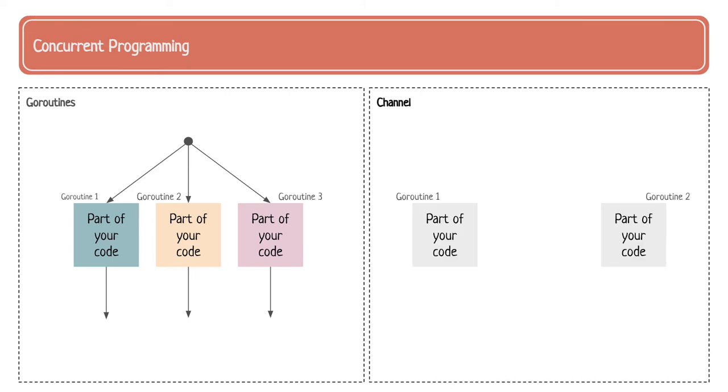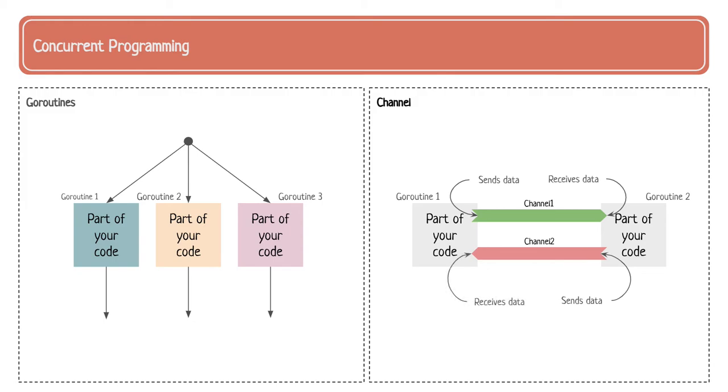Go channels are used to communicate between goroutines. Think of a tunnel. You go in from one end and come out of the other. A channel behaves in a similar way. You send values to it and receive values from it. For example, goroutine 1 sends data over channel 1, which is received by goroutine 2. Similarly, goroutine 2 sends data over channel 2, which is received by goroutine 1. They also provide a synchronization mechanism between the goroutines.